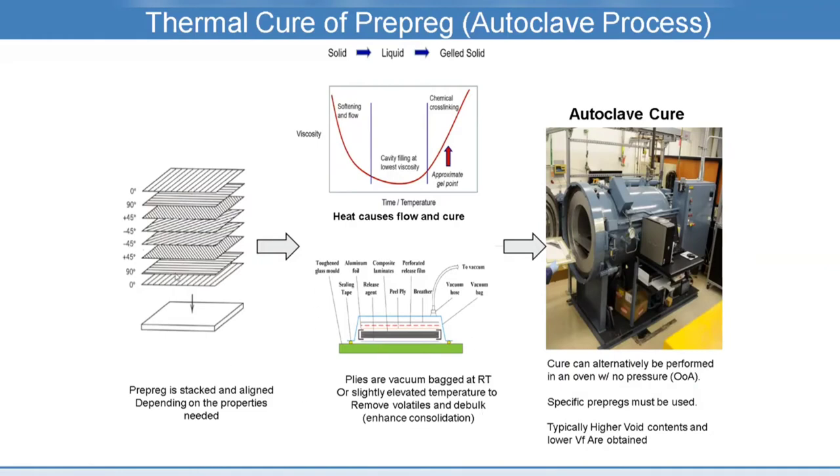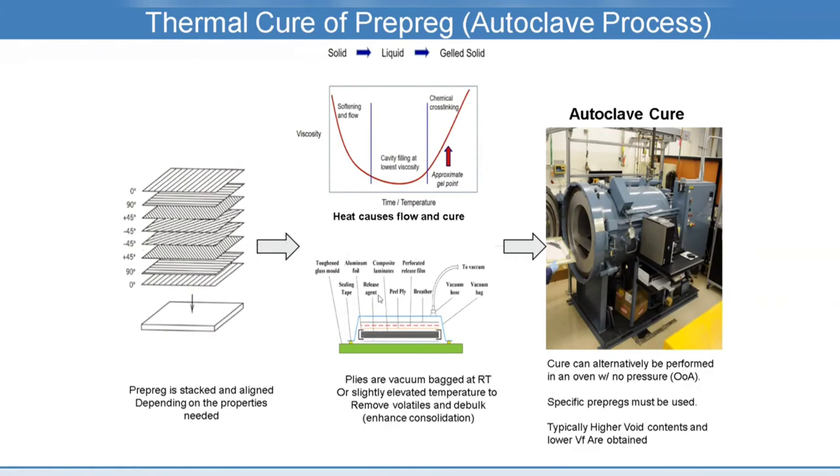We're trying to have the resin flow in such a manner that crosslinks are formed between these plies. The fibers will keep going in the direction they're going, but at least I can have some amount of consolidation.